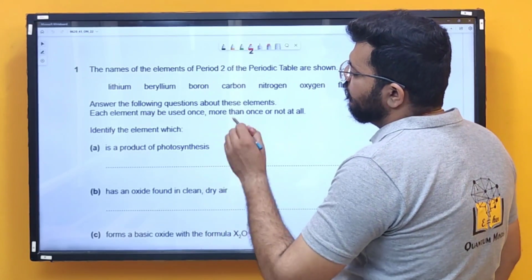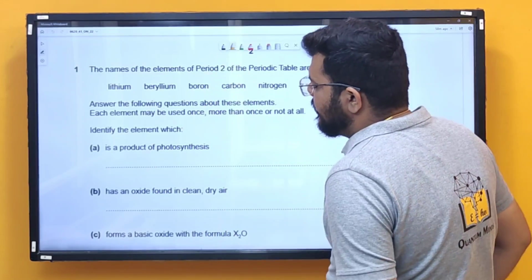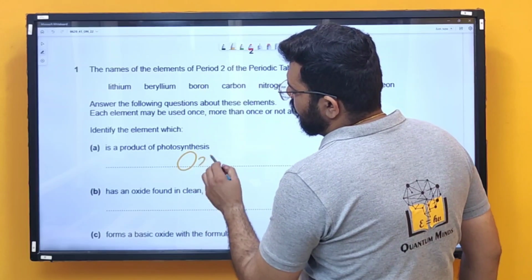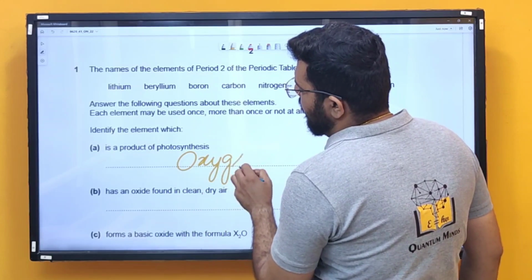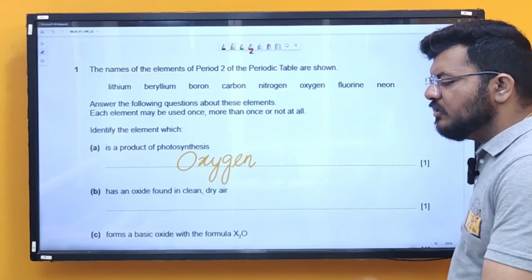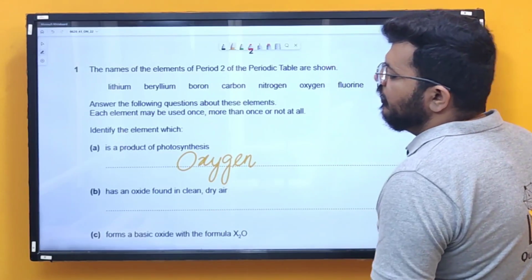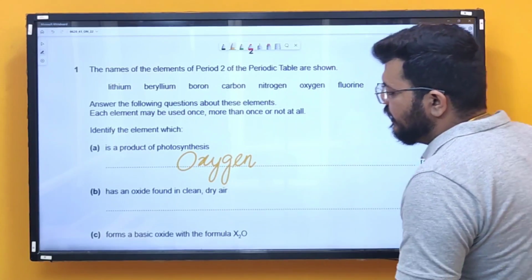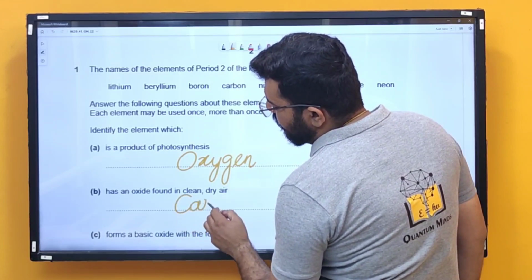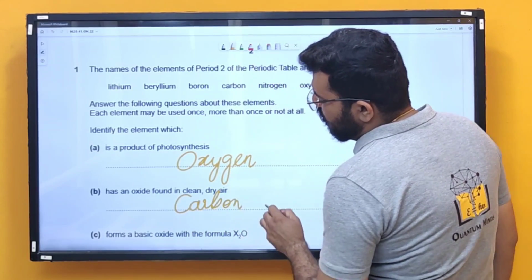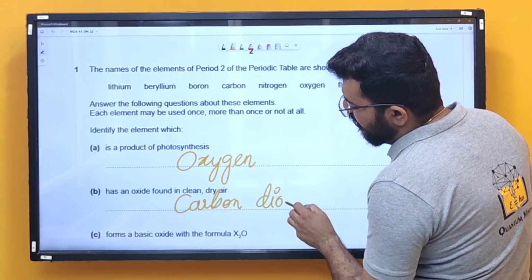Each element may be used once, more than once or not at all. Identify the element which is a product of photosynthesis. Oxygen is a product of photosynthesis, right? Water is also a product of photosynthesis, but it is not an element. B has an oxide found in clean dry air. Carbon dioxide, because carbon dioxide is not a pollutant, it is a greenhouse gas.